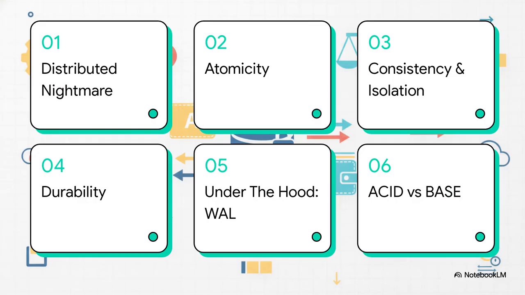Here's our game plan for today. First, the distributed nightmare. Then, atomicity, all or nothing. Third, consistency and isolation. Fourth, durability, surviving crashes. Number 5, we'll take a look under the hood at write-ahead logging. And finally, number 6, we'll wrap up with ACID versus BASE trade-offs.